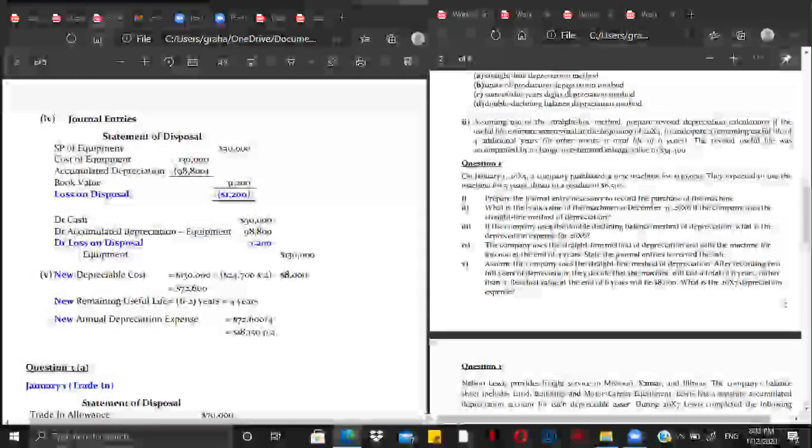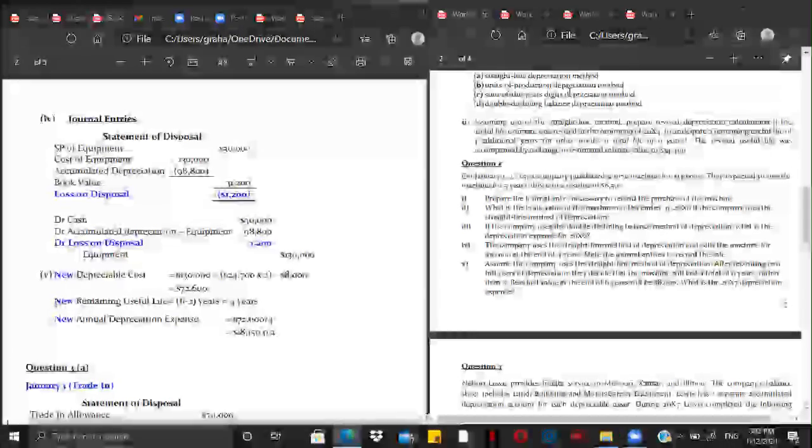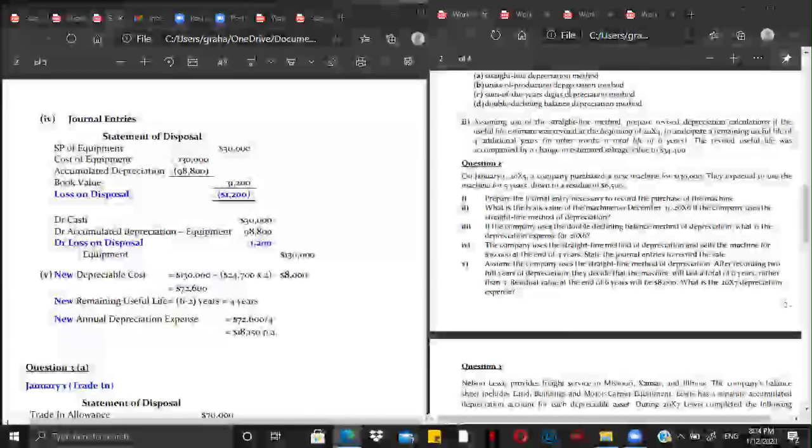The new remaining useful life of 4 years was already given, so there's not necessarily any need to calculate it in this question because it was there. So the new annual depreciation would be the 192,000 over the remaining useful life of 4 years, which would give you $48,000 per annum, or per year. So the correct formula would be NBV at revision date minus revised residual value over the remaining useful life of the asset.